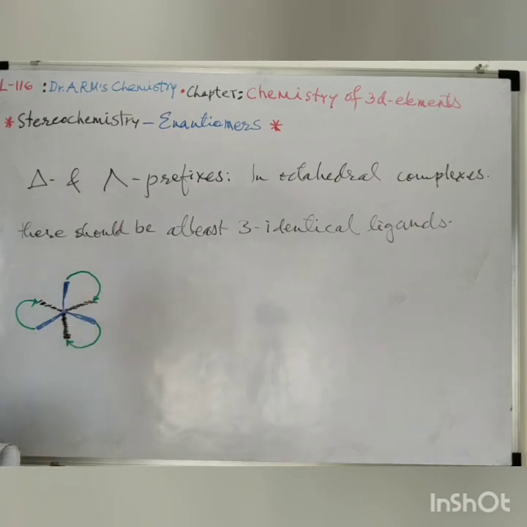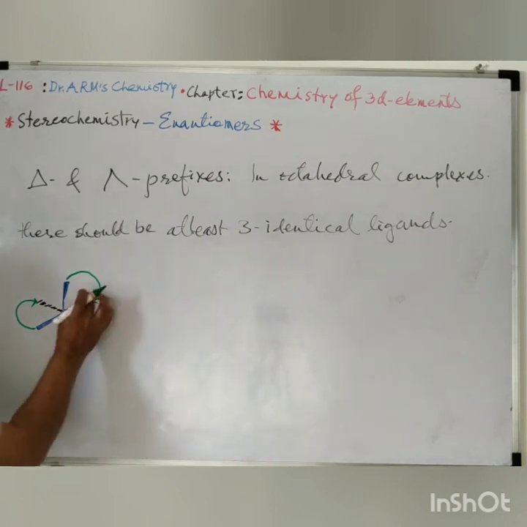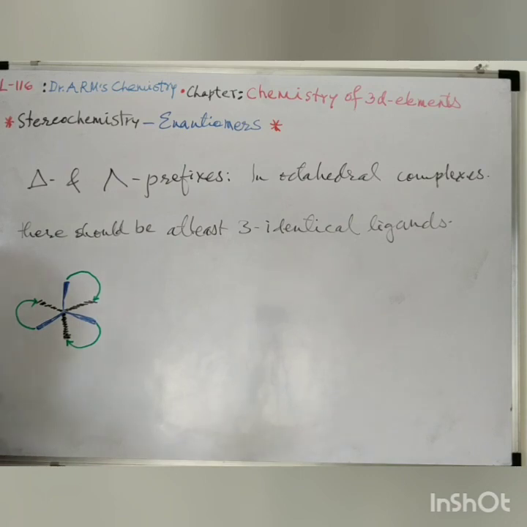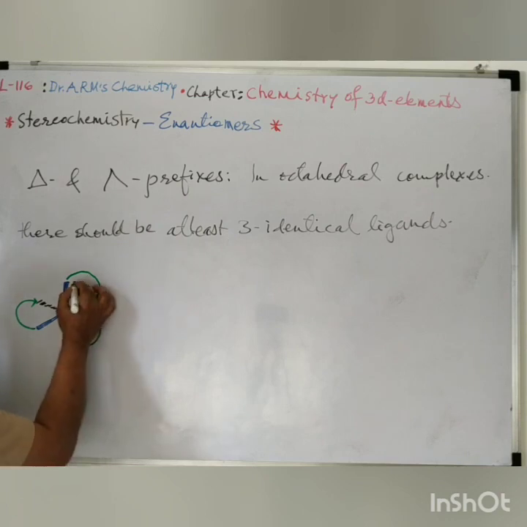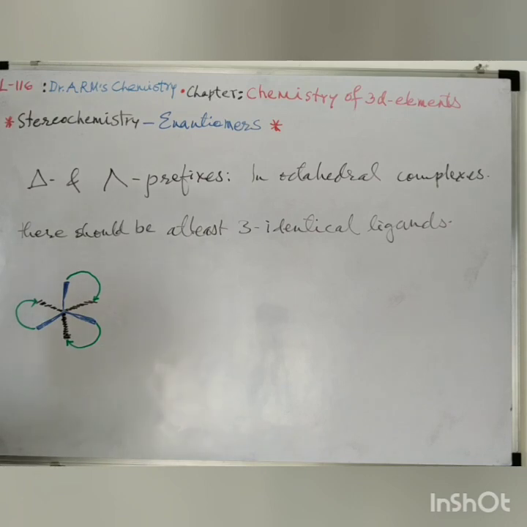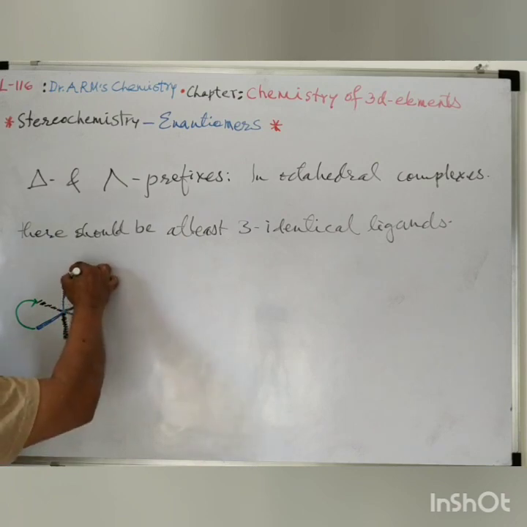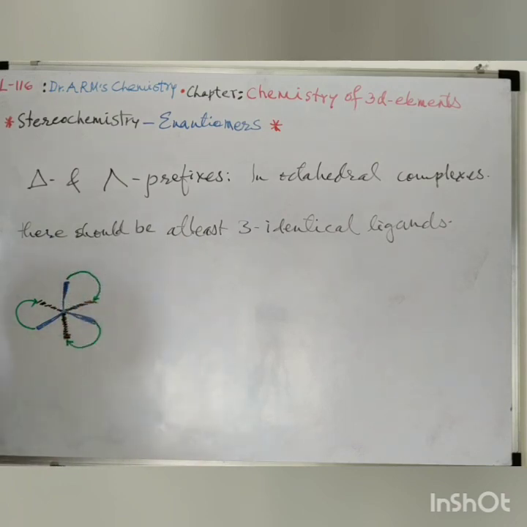For our understanding, we are showing in this way. These arrowheads are not required. This is for our convenience only. Because this ligand is attached, it chelates. The attachment is like this. So when we are showing this attachment, it is in the forward direction or clockwise direction. So it is called delta.